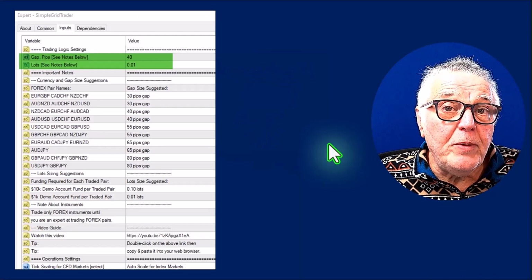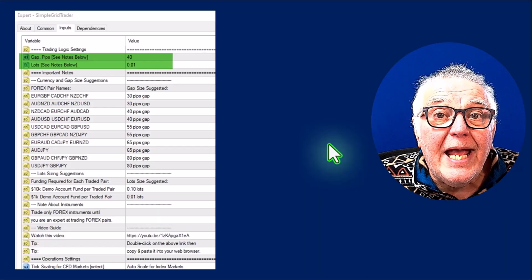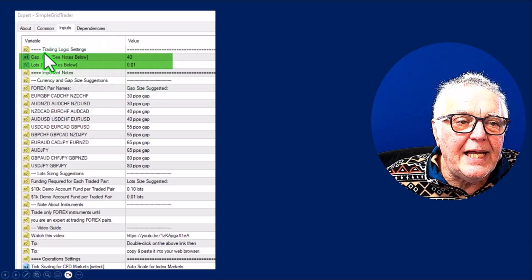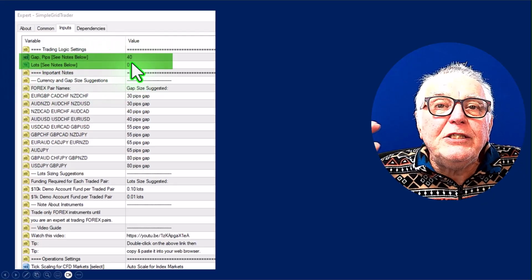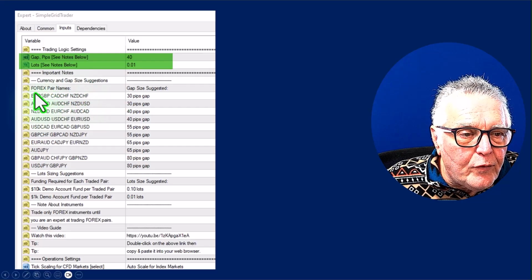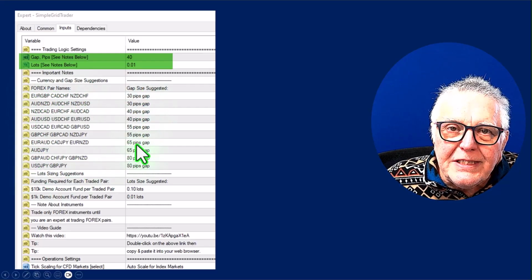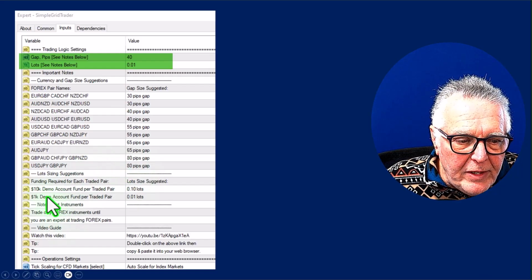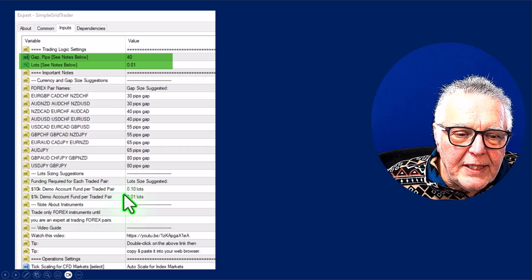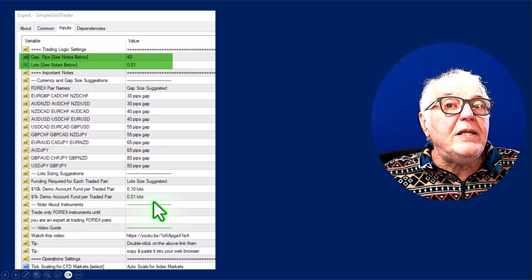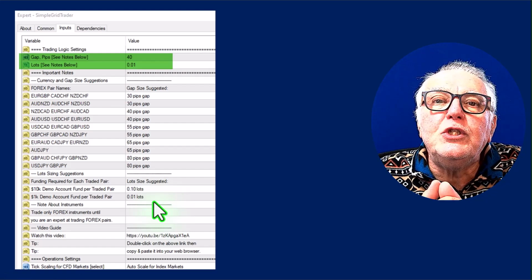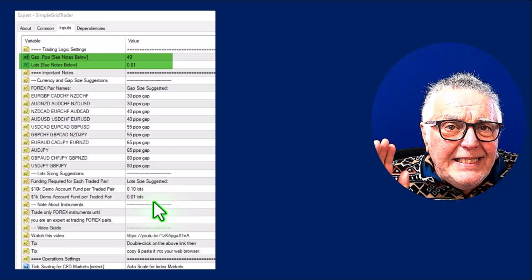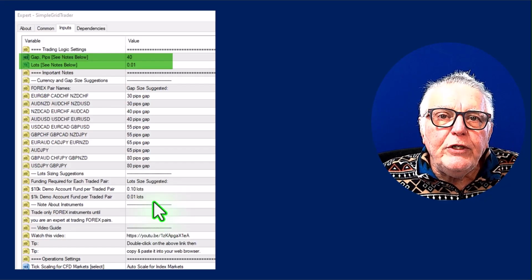Now, what makes this robot or EA so simple is that it only has two inputs. There you can see you only have to put the gap size in, and then you have to put the lot sizing in. And there's no guessing, because we actually tell you for these pairs, use those gap sizes. And depending on your account size, use those lot sizes. So everything is given to you. There is no guesswork, and that is what makes this the ideal beginner EA for somebody who wants to be introduced to robot trading.